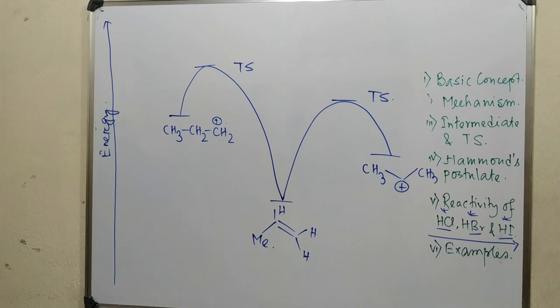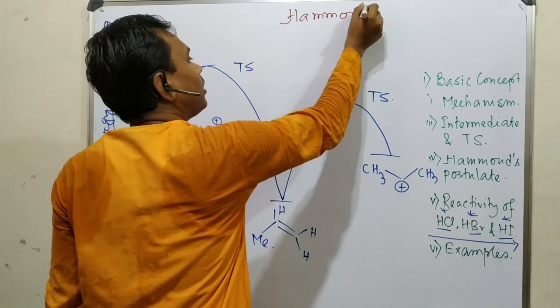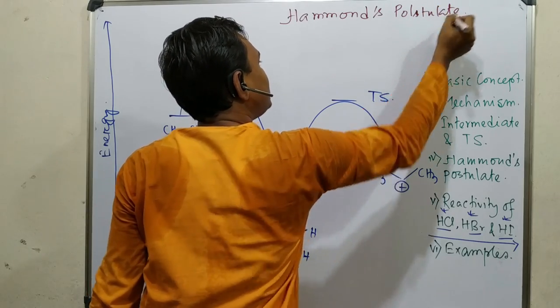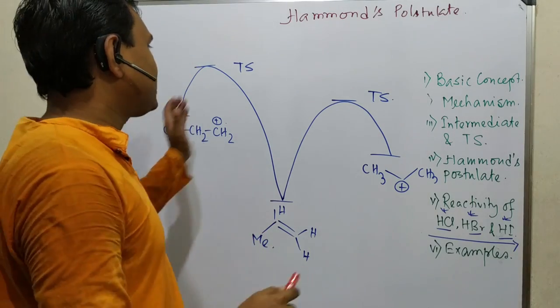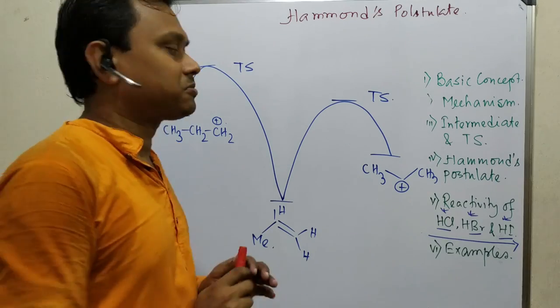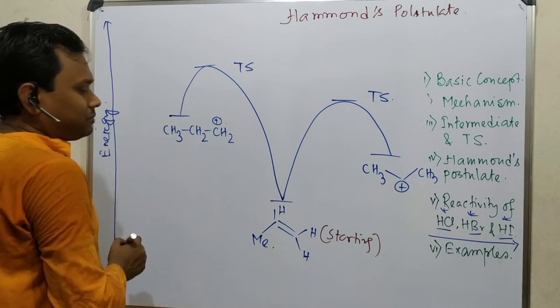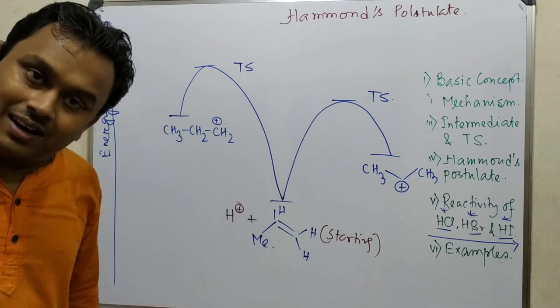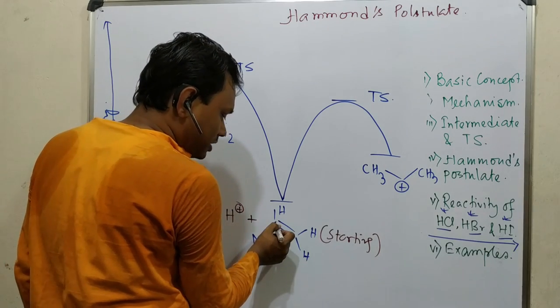Let's discuss Hammond's postulate. Hammond is a physical chemist who described these postulates to explain this based on the transition state and reaction coordinate. It's an energy dependent explanation. So this is our starting material. In the presence of H plus, it produces a carbocation, and since that is the RDS, the reaction rate will depend on that. So two options are possible: addition of H plus at this center or at that.